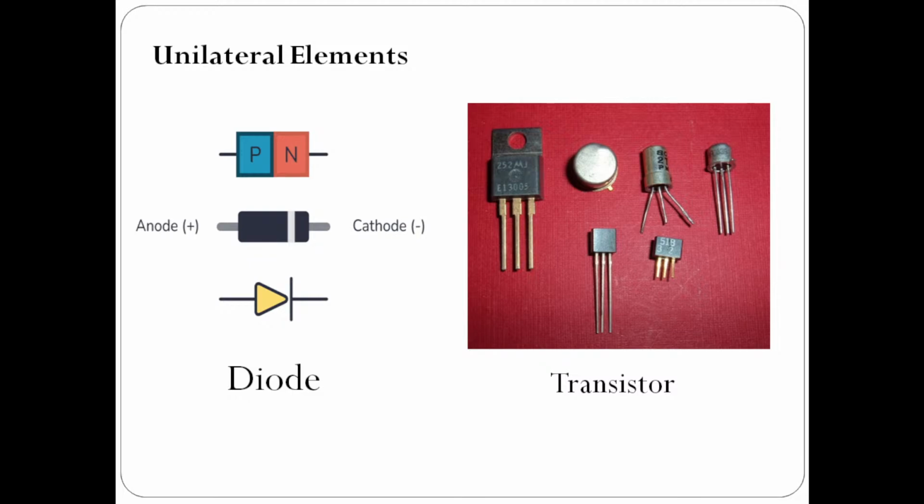Now, unilateral elements. Current can flow only in one direction in these elements. Current cannot flow in the other direction. In your electronics subject, your staff might have already taught you. Examples of unilateral elements are diodes and transistors. If the current direction is changed, the impedance of these elements will also change. What is impedance? I will discuss it in detail later, not now.